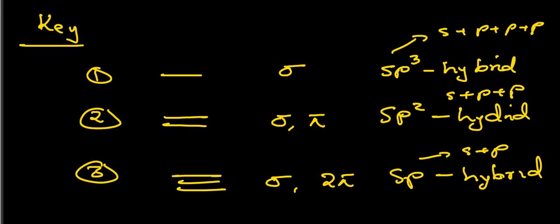So if I was to give you a structure, all I'm asking of you guys is that whenever you see a single bond, please be reminded of the type of covalent bond that you have. You have a sigma covalent bond. Whenever you see a double bond, meaning you have a sigma and a pi covalent bond.